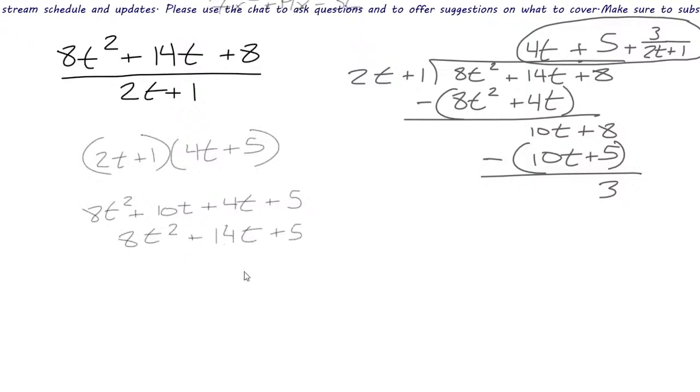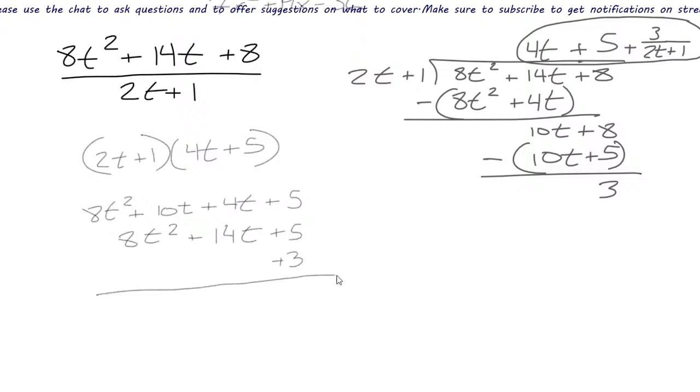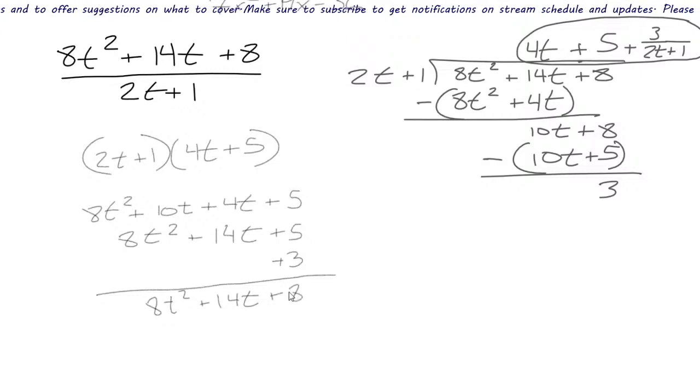You're like, oh, Mr. Parker, this doesn't match up. Well, the reason for that is we need to add our remainder at the end, which was just the 3, so add 3. And now it matches up, so we're good to go.